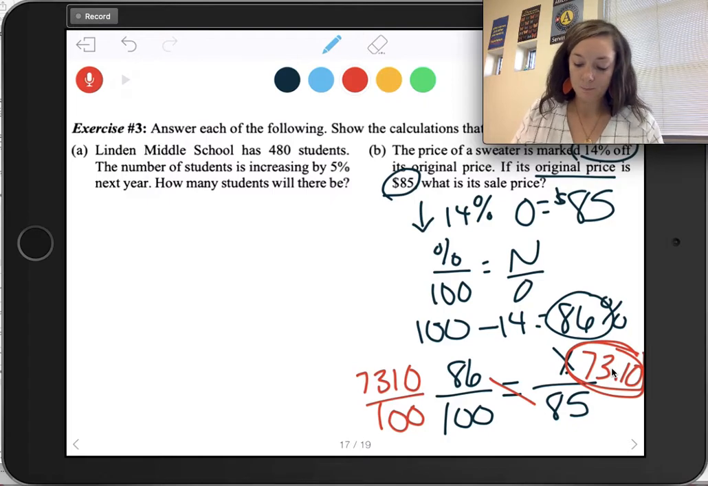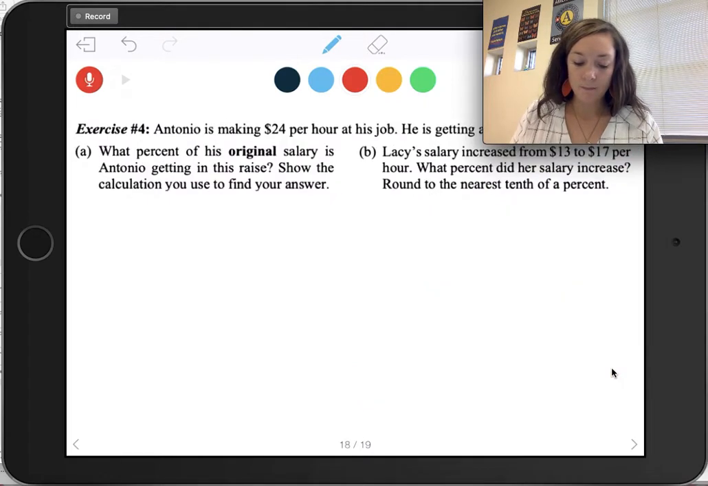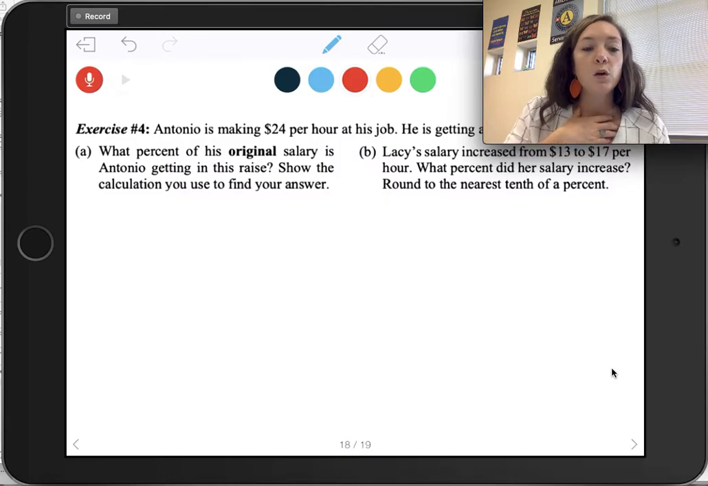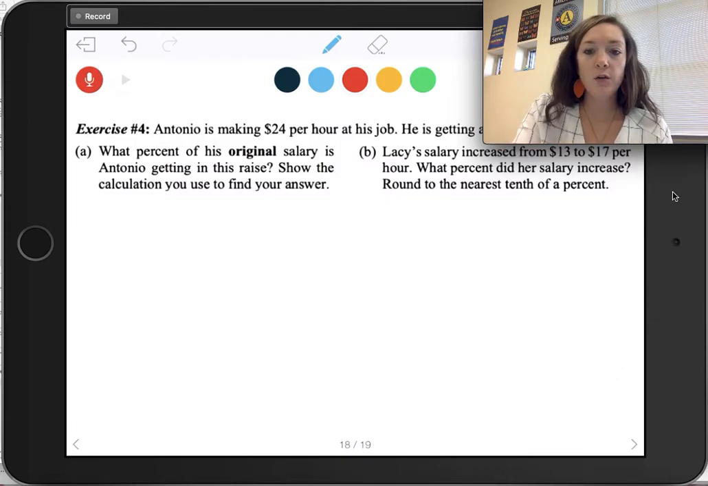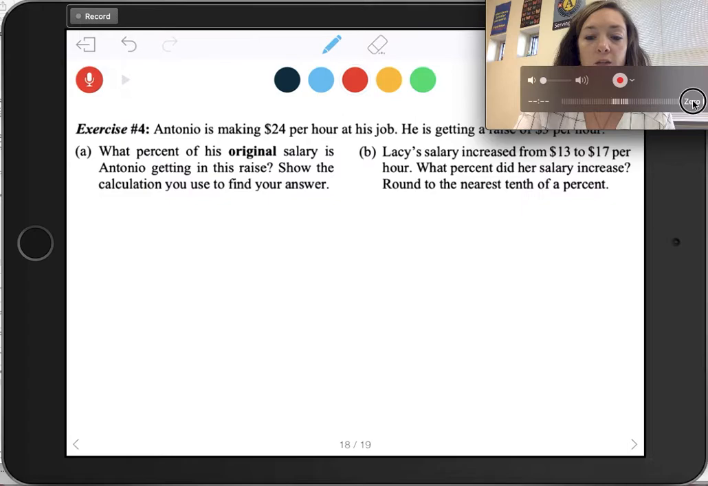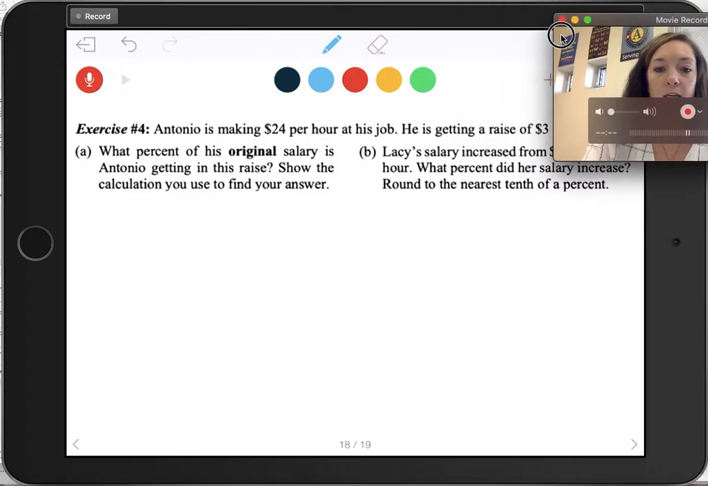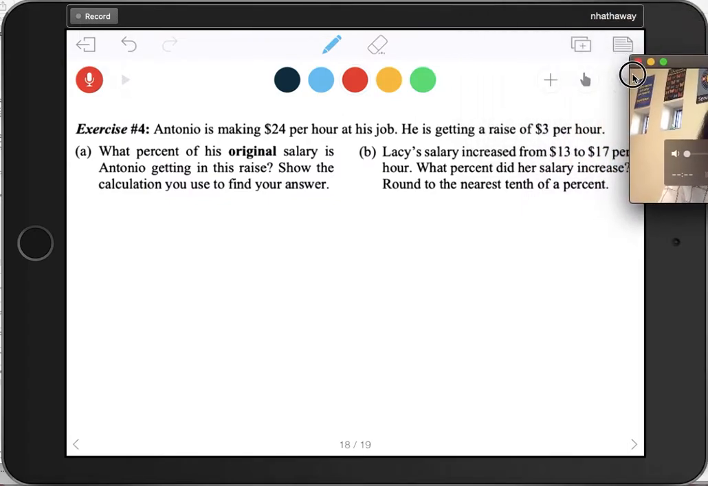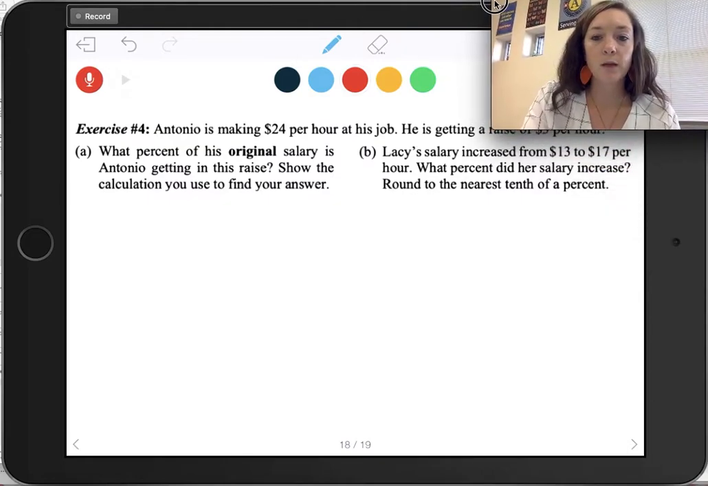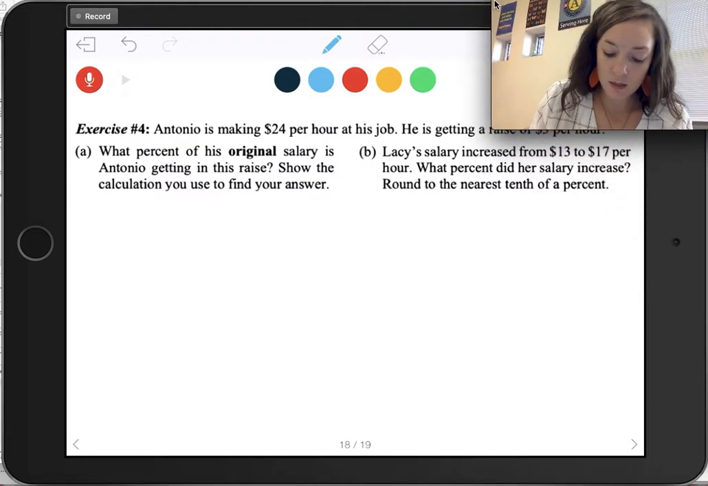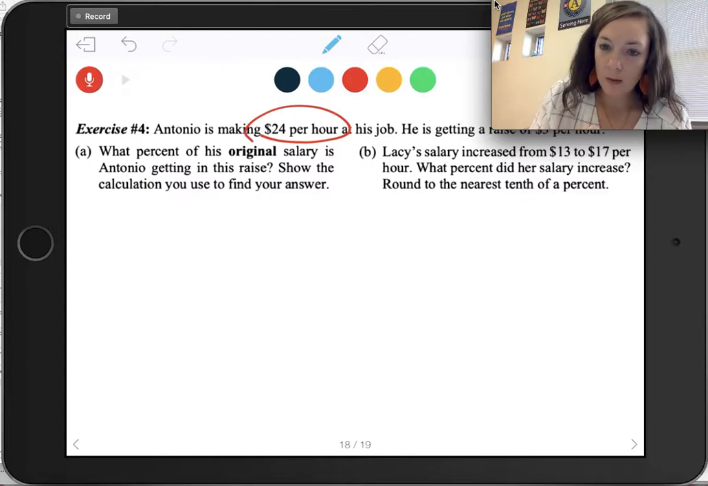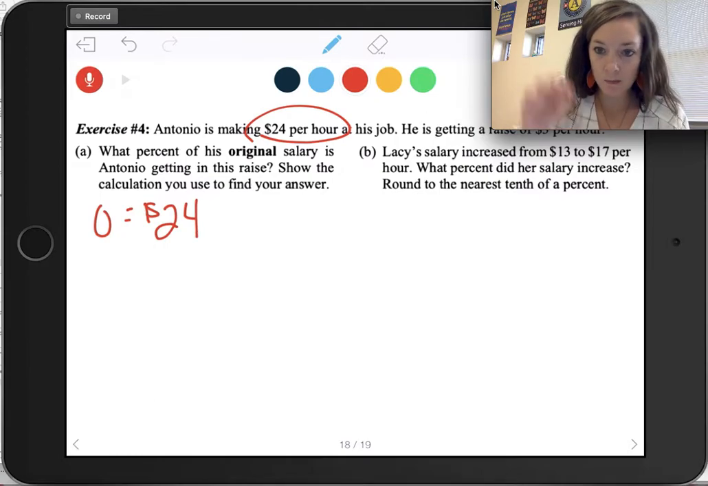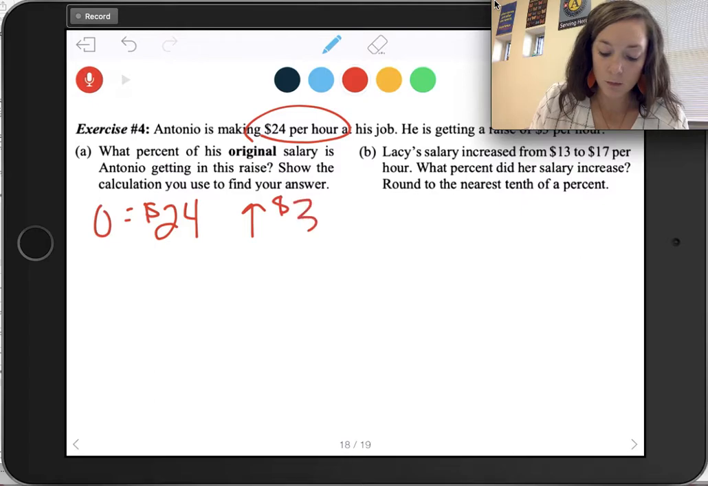So, let's try a few more. For exercise 4, it says Antonio makes $24 at his job. He is getting a raise of $3 per hour. Okay? Well, important thing here, he's making $24 per hour. That's his original pay. And it says he's getting a raise of $3 per hour.